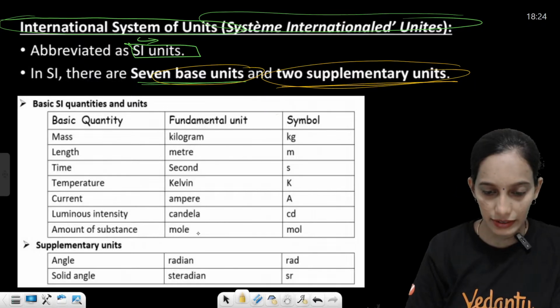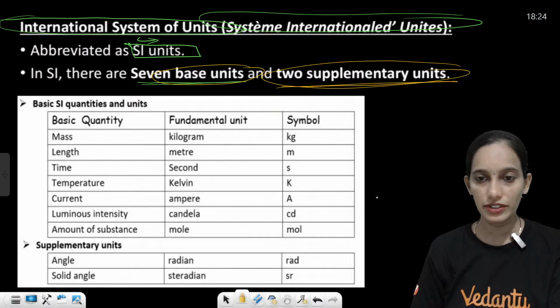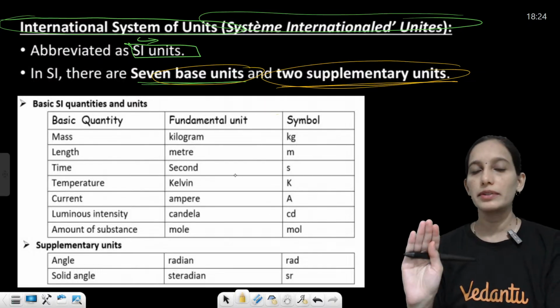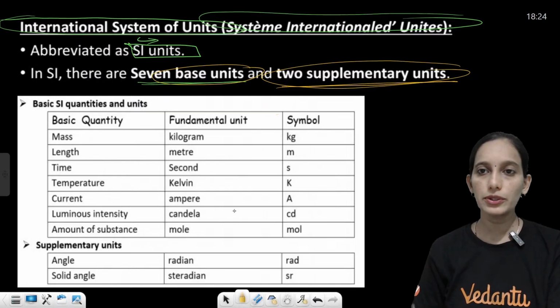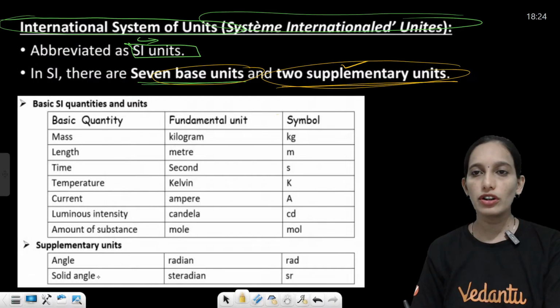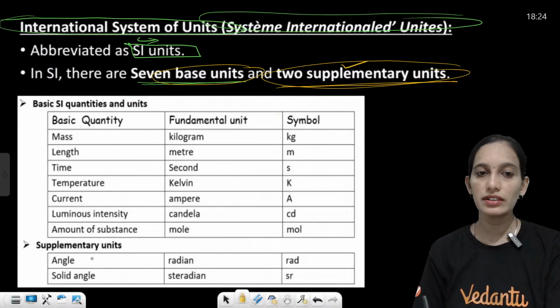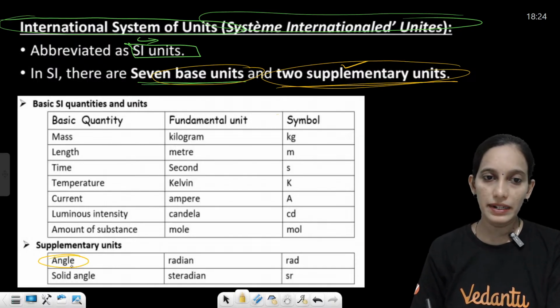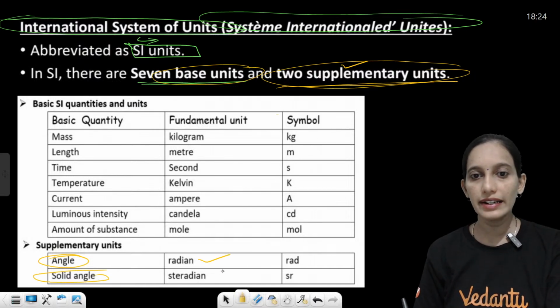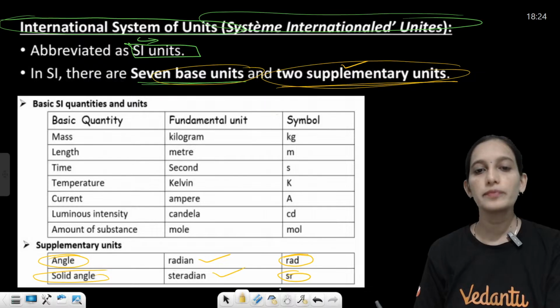Yeah, plane angle and solid angle are the supplementary units. I'm coming to that as well. So the 7 fundamental quantities are done. Now we are moving to supplementary units. Which are those? The quantities are plane angle and solid angle. Their units are radian and steradian. Symbol is rad for radian, sr for steradian.